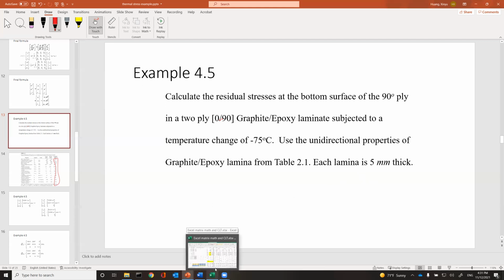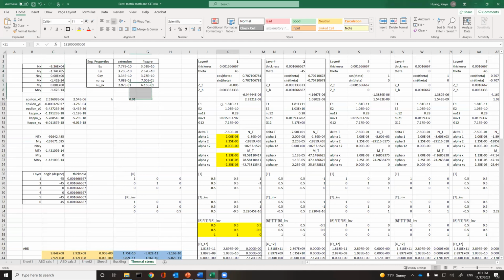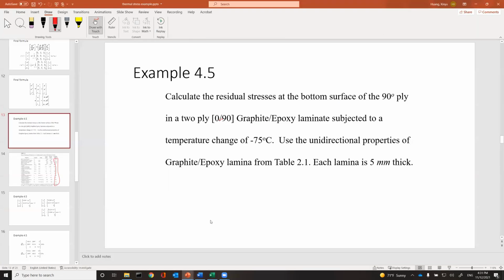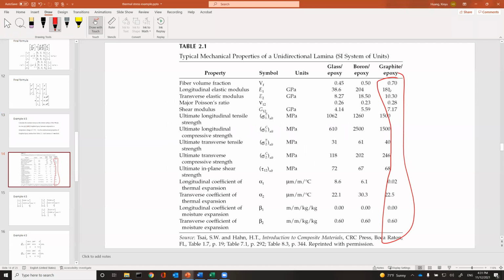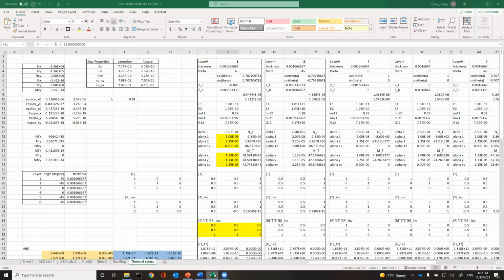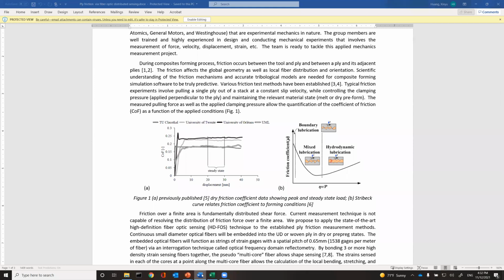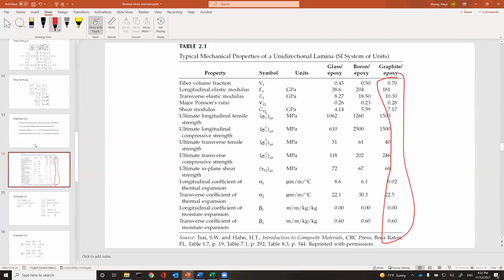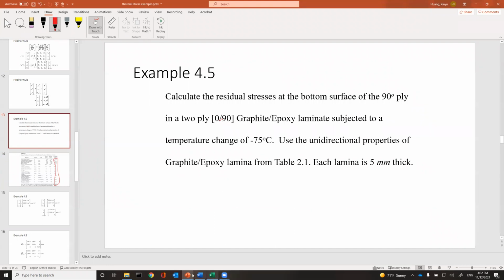So I show you here. I have the input material properties, which are the properties here. This set of properties came directly from this table. I just put E1, E2, nu12, G12 into this. I also use alphas, alpha 1, alpha 2. These two numbers also go into my code, which is right here. This is my alpha 1, alpha 2, and this is my E1, E2, nu12, and nu21 is calculated, G12 is from the table. And delta T is minus 75 degrees C according to the problem. Okay.